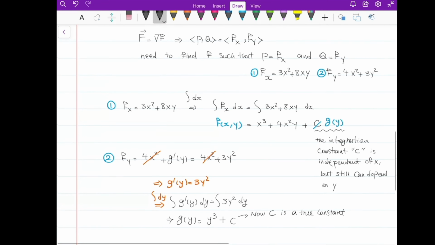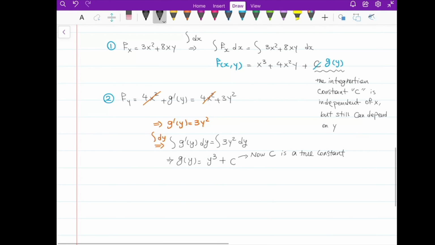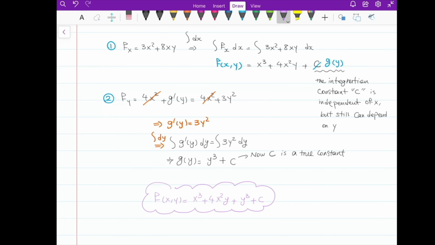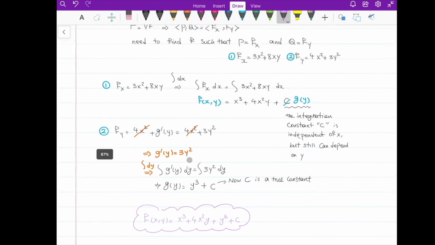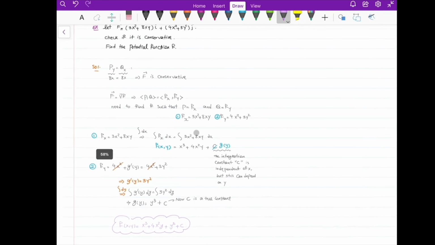Okay, very good. So let me summarize what we get. F of x and y is equal to x cubed plus 4x squared y plus g of y, and we found g of y is equal to this. So plus y cubed plus c. That's the potential function for this conservative vector field. That's how you should find the potential function.